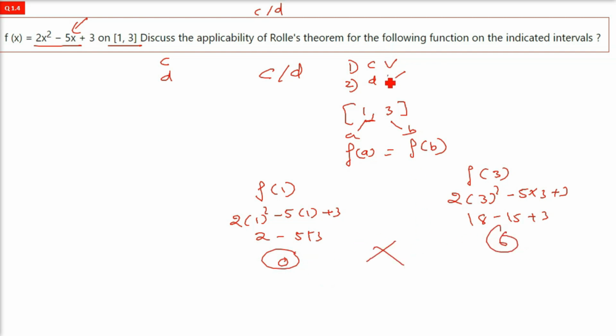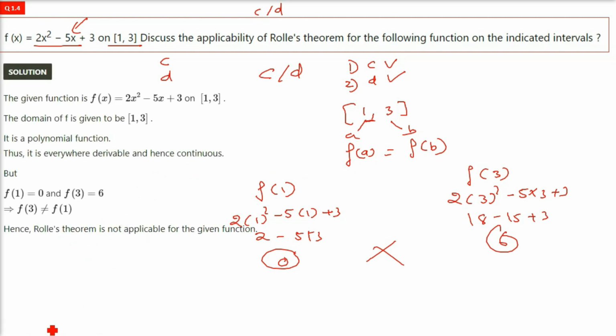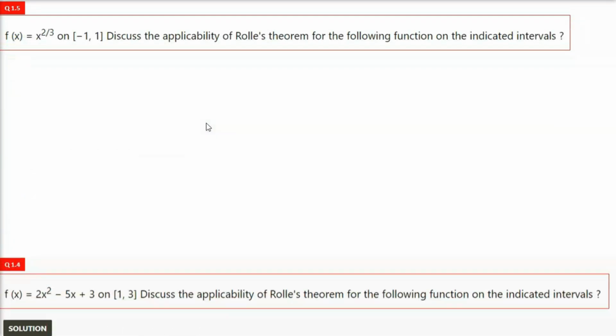So as I said, continuity and differentiability are established. But the third condition for Rolle's theorem, f(a) equals f(b), is not satisfied. So we cannot apply Rolle's theorem in this case also. Alright, this is how you are going to write in your exam. Everything has to be written, because if you know things, that will not suffice. You have to put it on the paper in written form so that the examiner can understand, oh, he knows it.